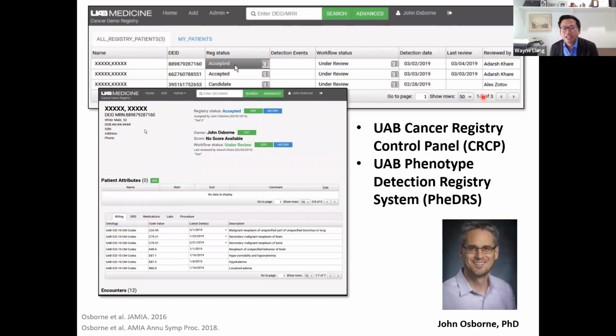So I do want to mention now the work that Dr. Osborne, my former collaborator at UAB, is doing in this space using machine-mediated, often natural language processing-mediated identification of cancer cases, and particularly reportable cancer cases, to help the cancer registrars identify who they need to abstract.